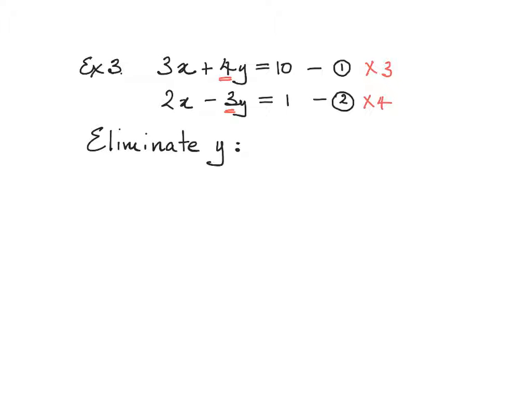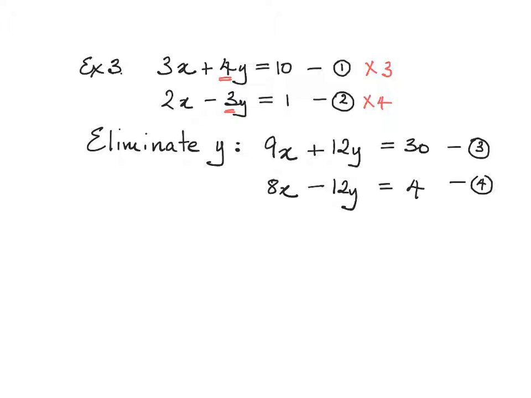Multiply the whole of equation 1 by 3, so 9x plus 12y equals 30. Could call that equation 3. Equation 2 multiplied by 4, so that's 8x minus 12y, so we've now got the same number of y. 4 times 1 is 4.